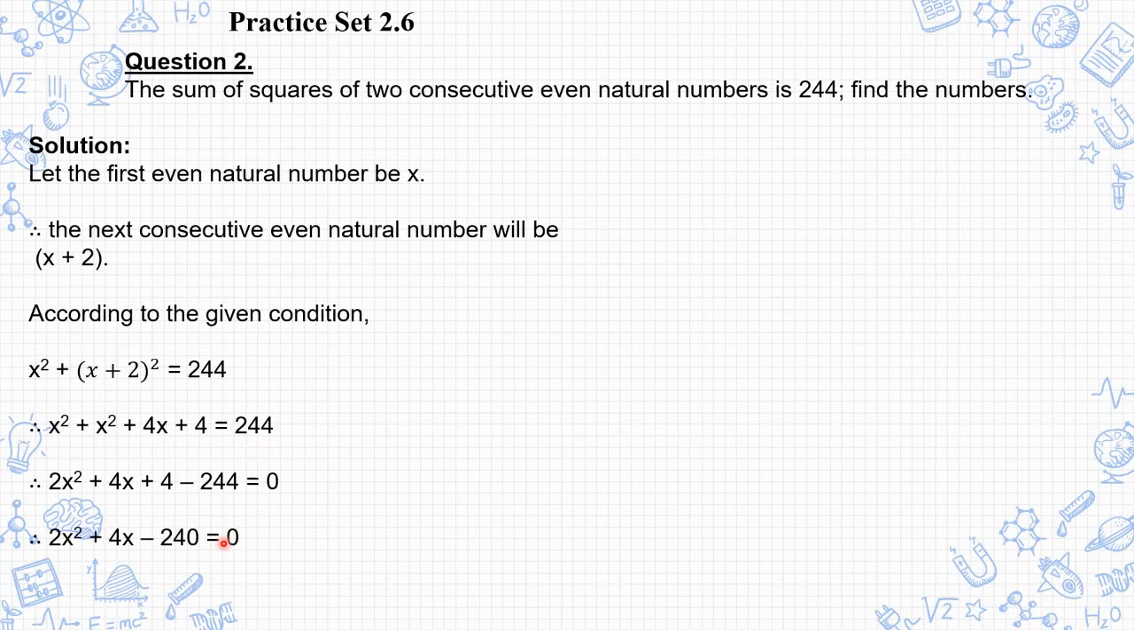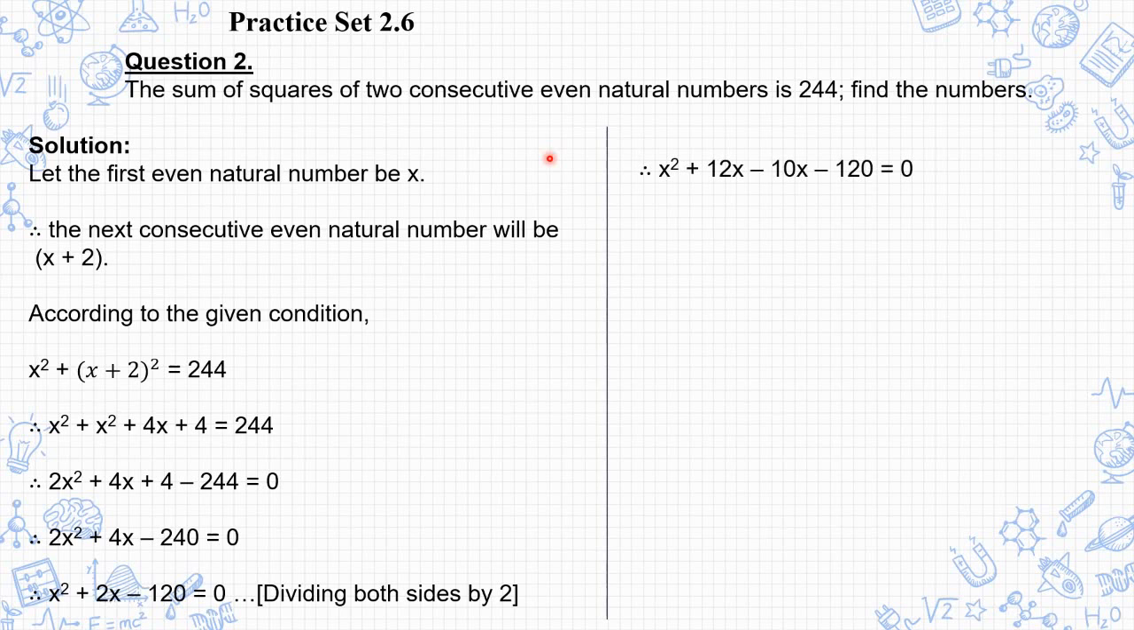So you have 2x squared plus 4x minus 240 equal to 0. Now we'll solve this quadratic equation and find the solution of this particular quadratic equation. So first what we do is we'll reduce this quadratic equation, we'll divide it throughout by 2. So after dividing throughout by 2, the quadratic equation so formed will be x squared plus 2x minus 120 equal to 0.